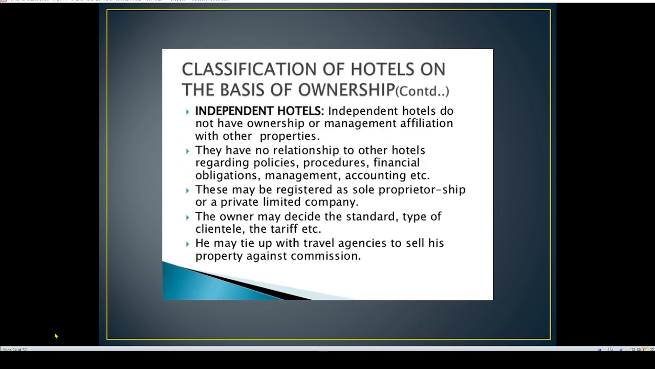The next one is independent hotel. That means it is owned by a sole proprietorship, meaning solo. Independent hotels do not have ownership or management affiliation with other properties. They have no relationship to other hotels regarding policies, procedures, financial obligations, and others. So this may be registered as a sole proprietorship or a private limited company. The owner may decide the standard and types of clientele. Okay? He may tie up with travel agencies or sell his property against commission.